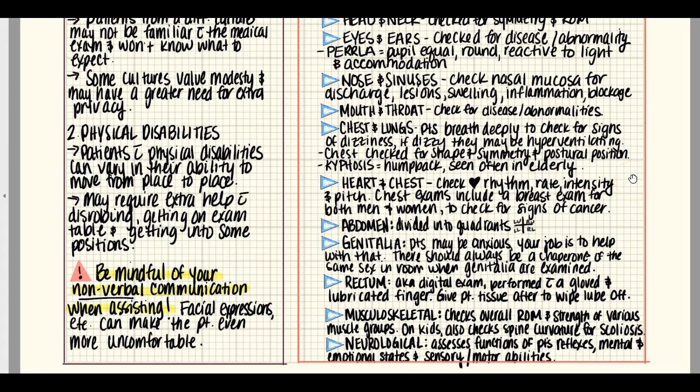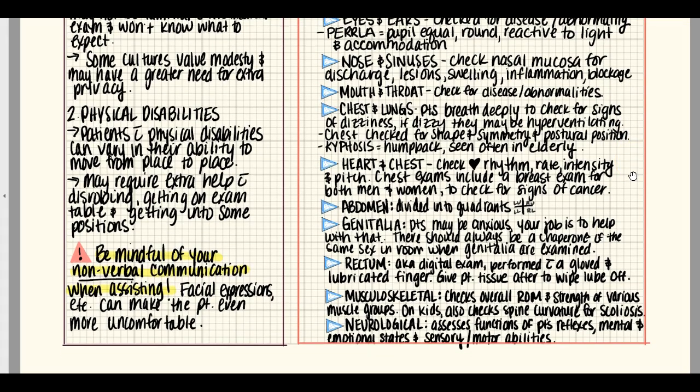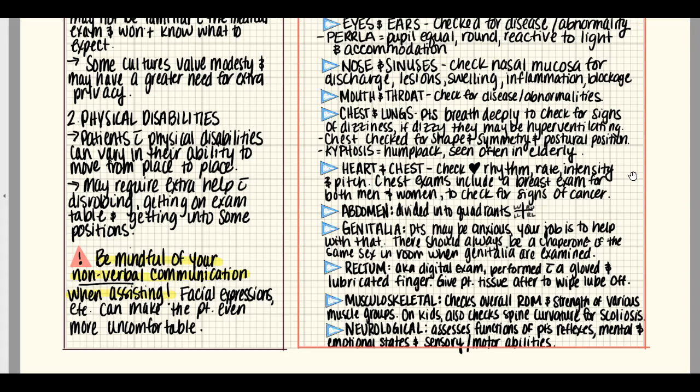The mouth and throat, sometimes it's better to use a tongue depressor when checking the mouth to hold the tongue down, but the physician will take a look around in there and check for diseases and abnormalities there as well. The chest and lungs, the patient will be asked to breathe deeply to check for signs of dizziness.